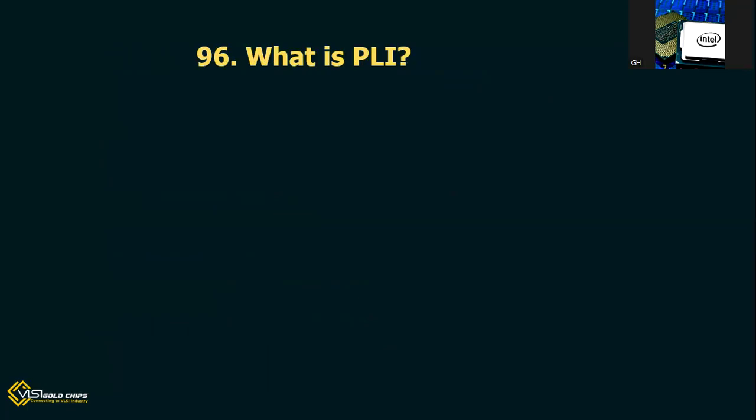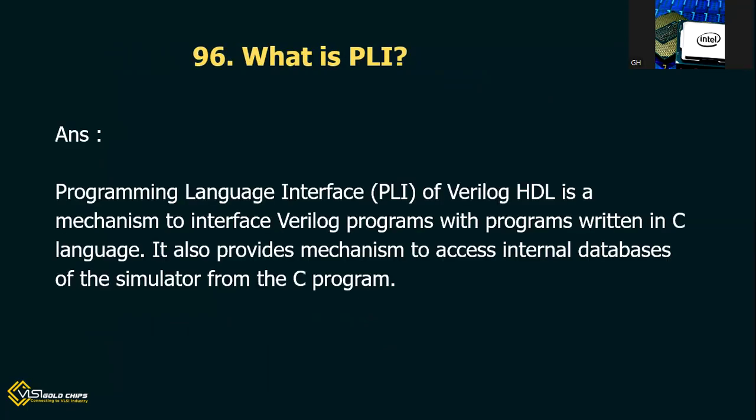Next, let's see what is PLI. PLI means it is programming language interface of Verilog HDL. It's a mechanism to interface Verilog programs with programs written in C language. It also provides mechanism to access internal databases of the simulator from the C program.